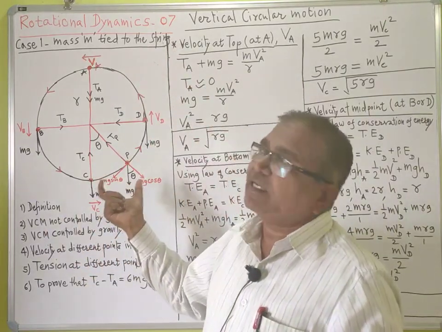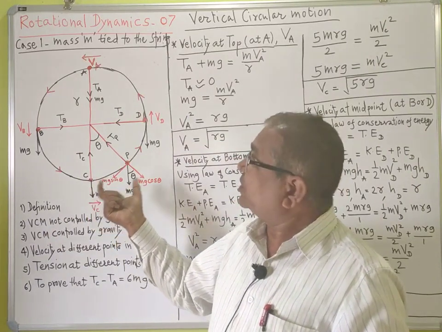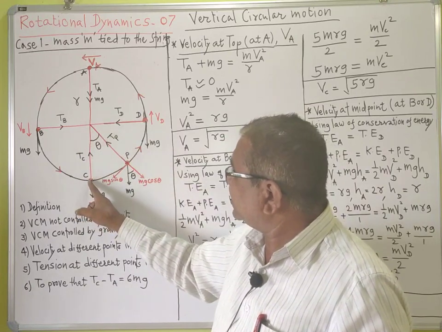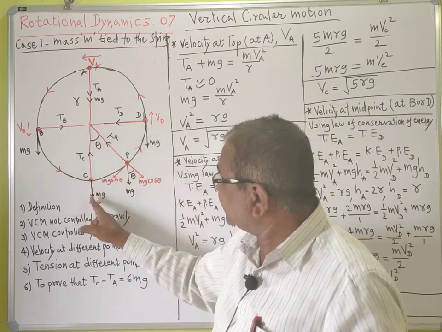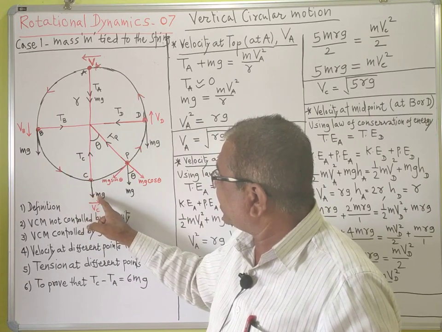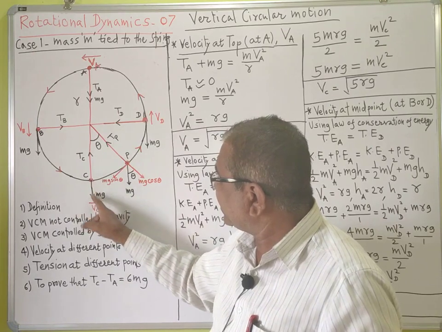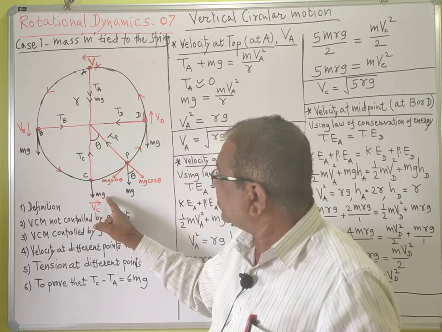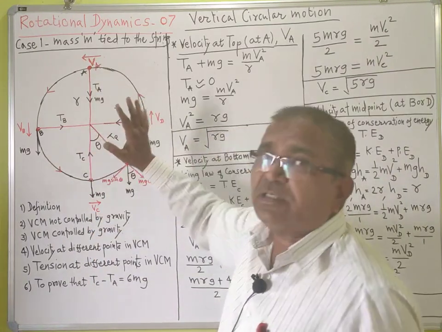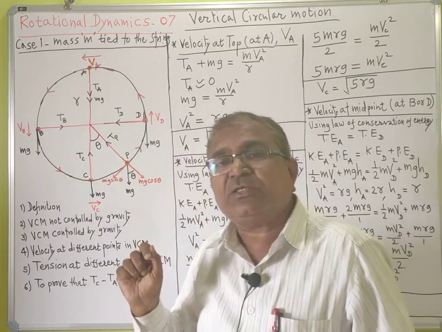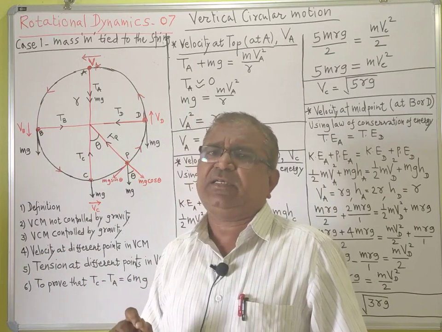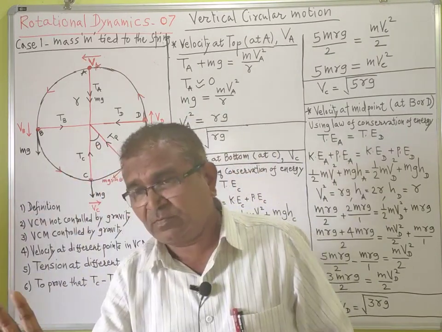Observe the diagram carefully. The mass m is tied to the string, like this. The weight of the bob, the weight of the particle, acts vertically downward and is equal to mg. In each and every condition, dear student, tension acting on the string is always directed towards the center.